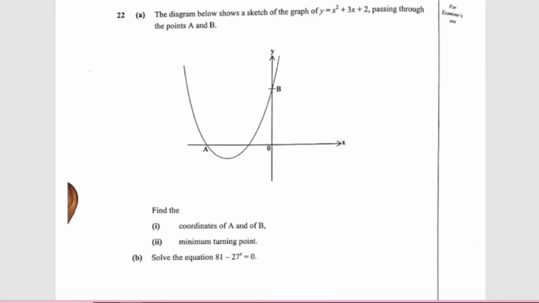Question 22 reads, question 22a. The diagram below shows a sketch of the graph of y is equal to x squared plus 3x plus 2, passing through the points A and B. Find, part 1, the coordinates of A and of B, part 2, the minimum turning point.